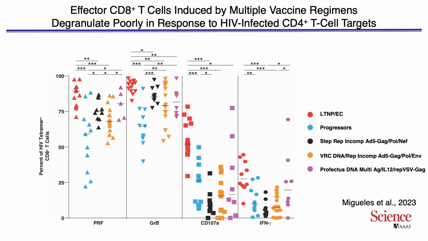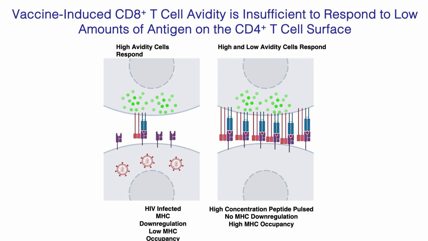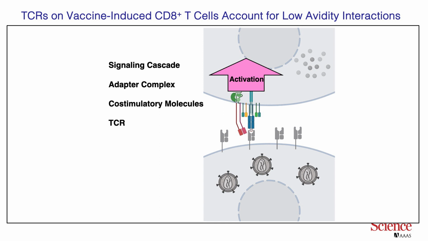We wanted to look at other HIV vaccines and see if we saw similar things, and in fact we did. So these are the ability of the cells to accumulate perforin and granzyme B here on the left, but the ability to degranulate for 107A was very similar in between the STEP trial, the VRC's DNA followed by replication incompetent Ad5, and then a Perfectus trial with 3 DNAs followed by replication competent but attenuated VSV.